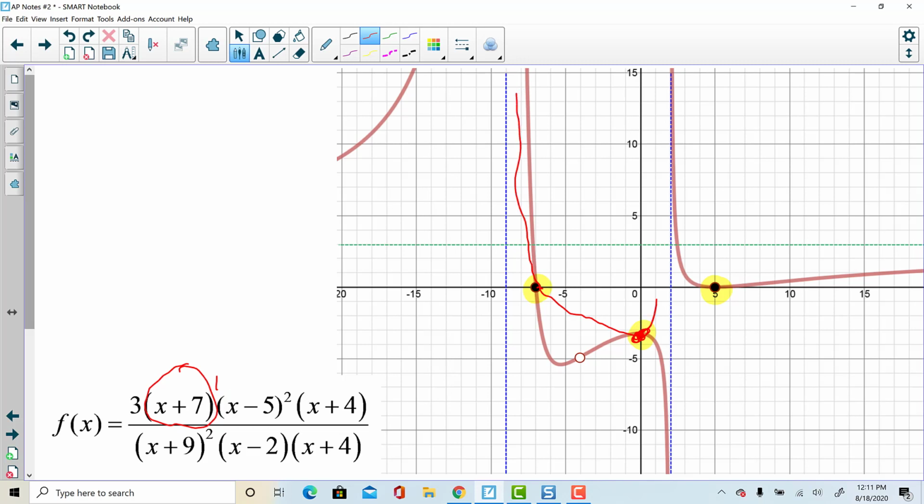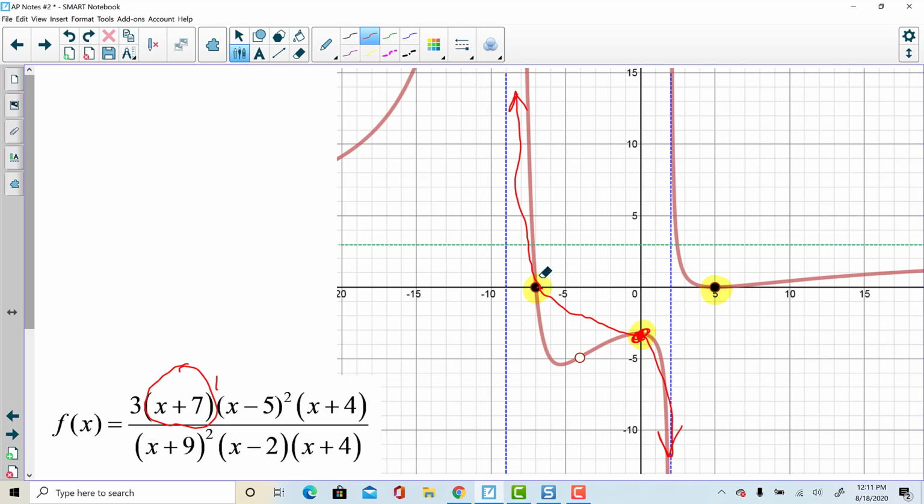Now I can't go up over here and cross through because I know there's no x-intercept over there. There's only 2 x-intercepts, and that's not one of them. So that's how I know that I'm supposed to go down and approach the asymptote. On the left side, when I go up, I also approach the asymptote.